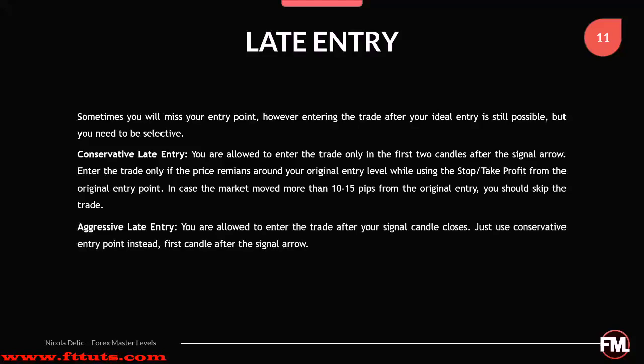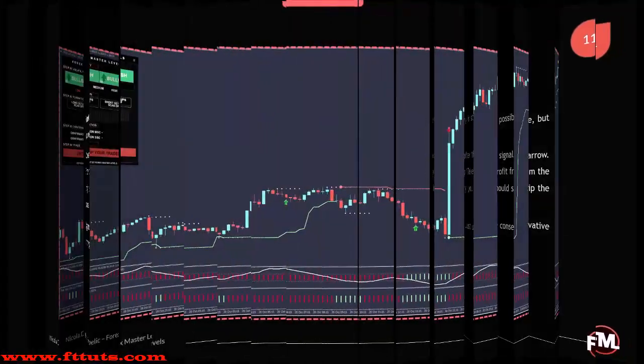And for aggressive late entry, you are allowed to enter the trade after your signal candle closes. Just use the conservative entry point instead, so the first candle after the signal arrow.